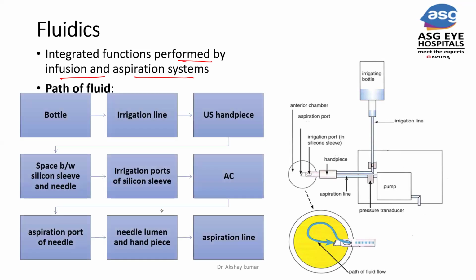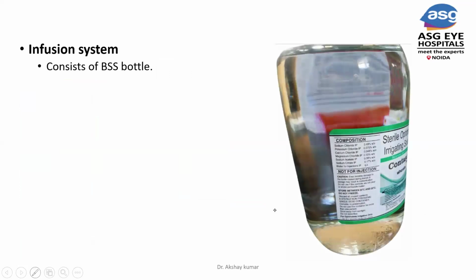So this is the path of the fluid which you need to know. You must know it actually. This is how the fluid travels, first from the irrigation bottle, then the irrigation line, then the phaco tubing. Then it enters the anterior chamber, and after that it is aspirated through the aspiration line, eventually to the pump and lastly into the cassette. The basic fluidics of all the machines is almost the same. So first, the infusion bottle.